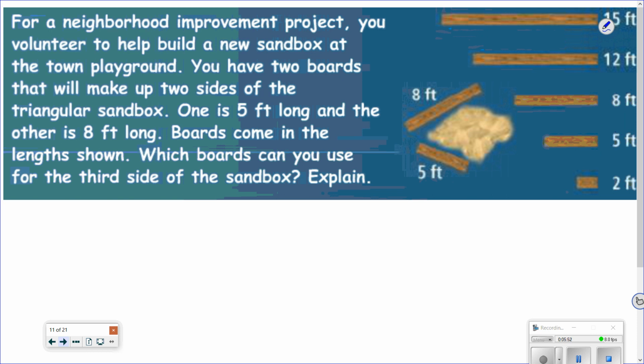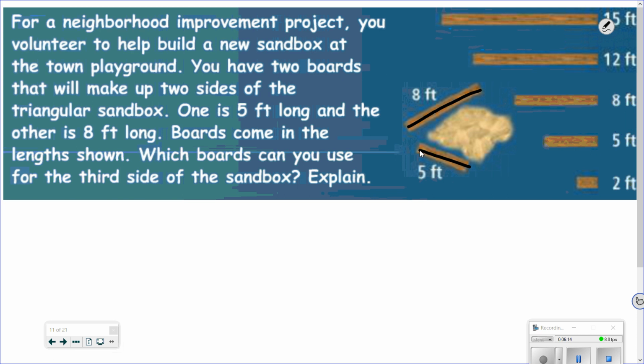and I want you to see if you can figure it out. So it says, for a neighborhood improvement project, you volunteer to help build a new sandbox at the town playground. You have two boards that will make up two sides of a triangular sandbox. Whoever heard of a triangular sandbox, right? One is 5 feet long and the other is 8 feet long, right? So here's my boards right here. There's my 5-footer, there's my 8-footer.